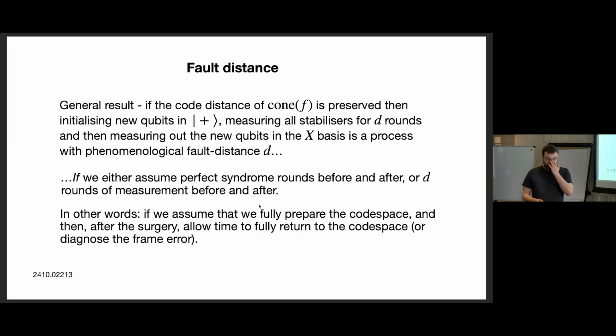Okay, so there's a very general result, which is from Dom and Ted, which more or less says that if the code distance of our coned code is at least D, then, assuming we're doing a Z measurement, if we initialize the new qubits in plus, then measure all the stabilizers for D rounds, and then measure out those new qubits afterwards, this is a process with phenomenological fault distance D. But there's a caveat here, which is that, as with the study of most fault-tolerant protocols, one either assumes perfect syndrome rounds before and after to ensure that time-like errors from elsewhere, which you don't know anything about because you're just studying that single protocol, can't enter, or equivalently D rounds of measurement in general, unless the code is single shot in some way, where these D rounds of measurement are also present to ensure that time-like errors can't enter into your protocol from elsewhere and cause problems.